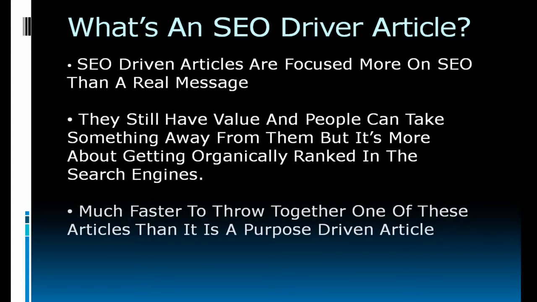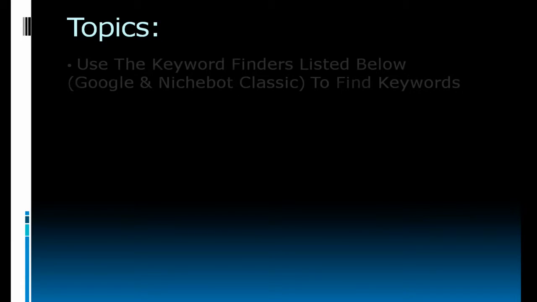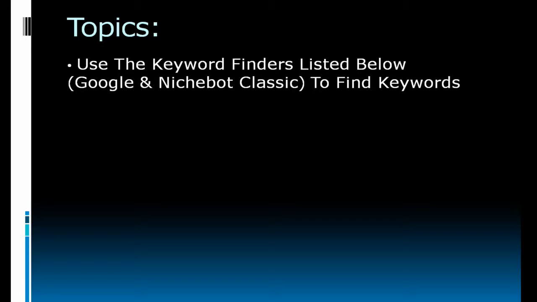But they still have value, and they are much faster to throw together than one of the articles that is purpose-driven. If you've gone through that series before, the 3-step process, and you've done the template and all that, those are for real serious articles. These are ones that you can throw together in about 15 minutes or so once you start getting down to them. So, use the keyword finders that I listed below.